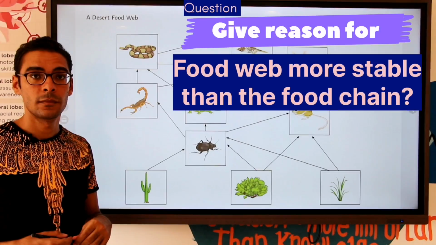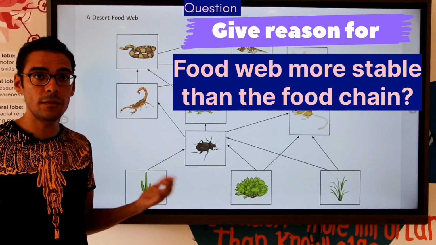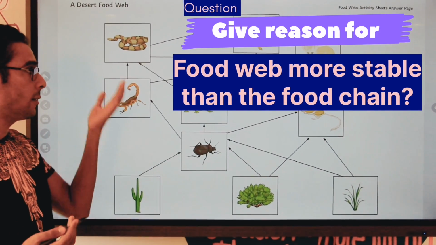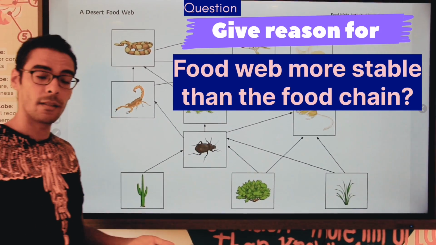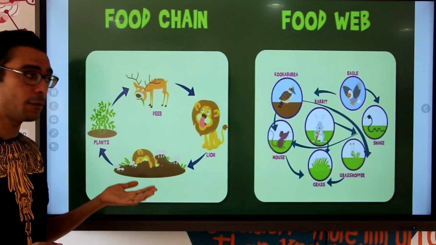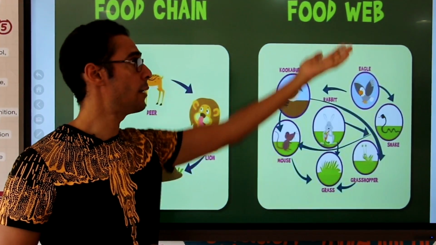Why? Just think about it. Give me a reason for that. Why is the food web more stable than the food chain? Let's compare between them. Here is the comparison. This figure represents a food chain and this figure represents a food web.